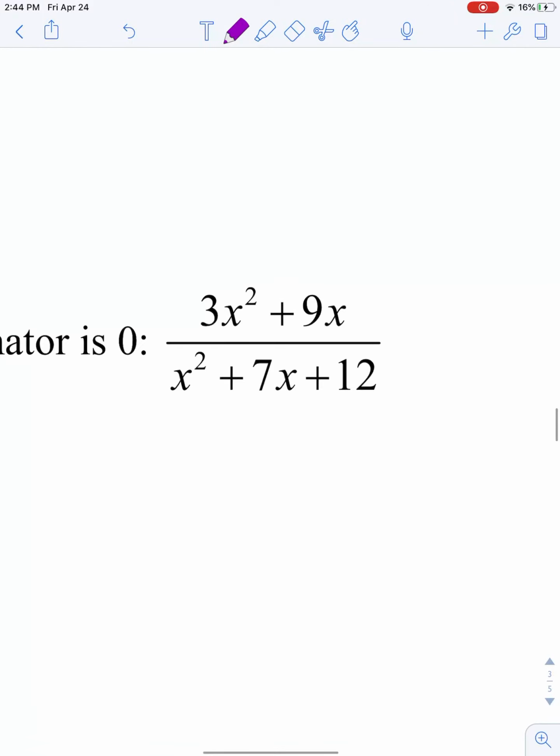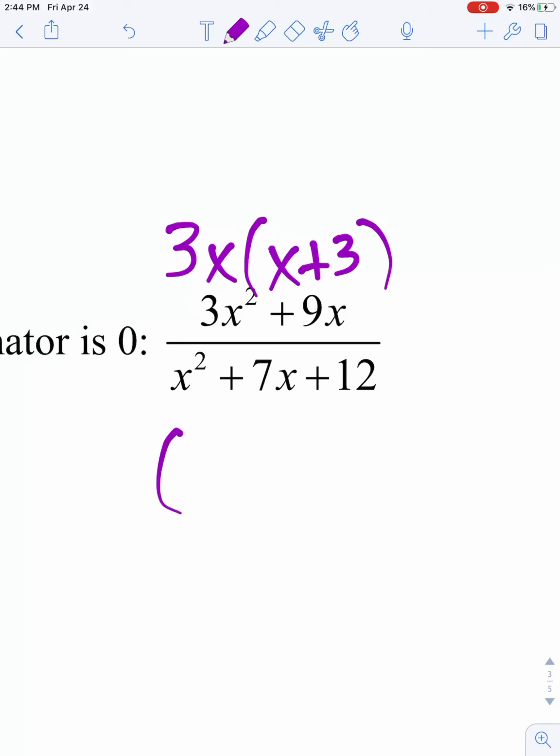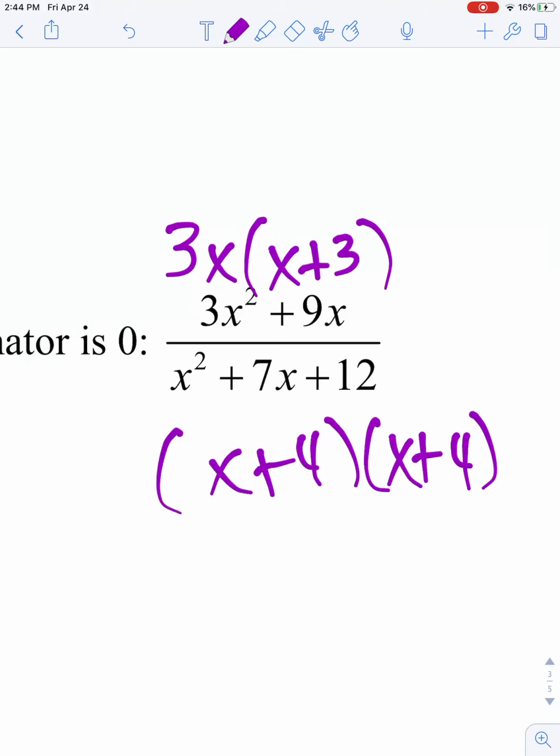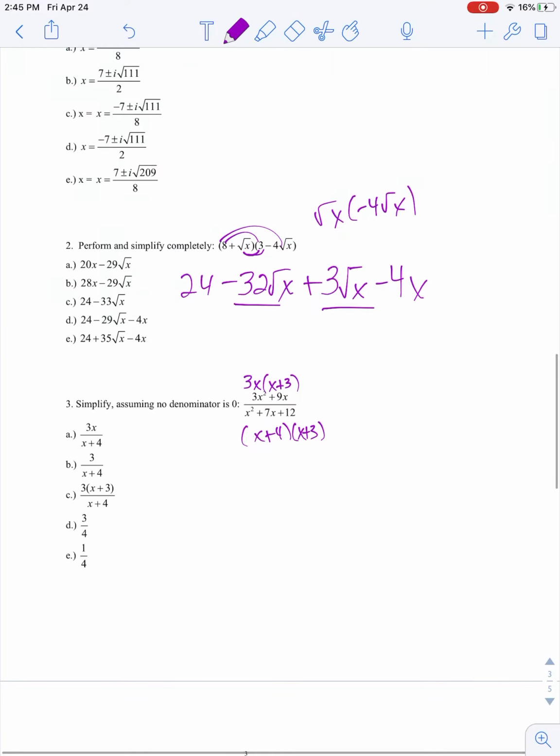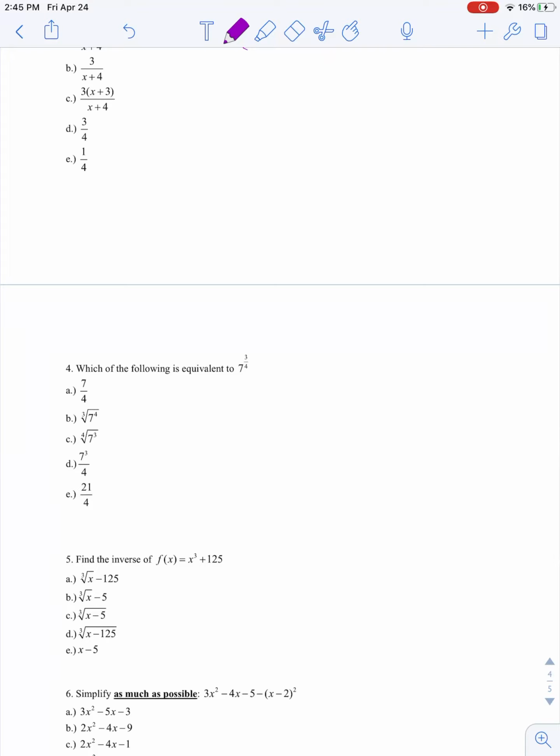Number 3, essentially you're just factoring. Look for the greatest common factor first. Look to factor and see what you can cancel. Do not just start canceling the 3 with the 12 or something like that. You've got to factor. It's going to be 3, and then you can reduce.